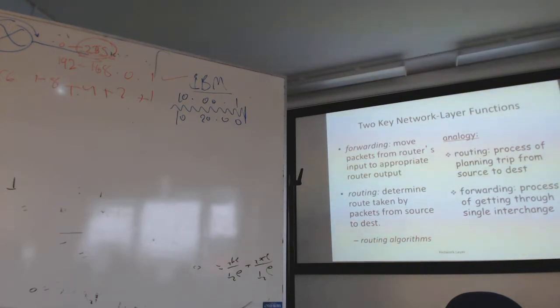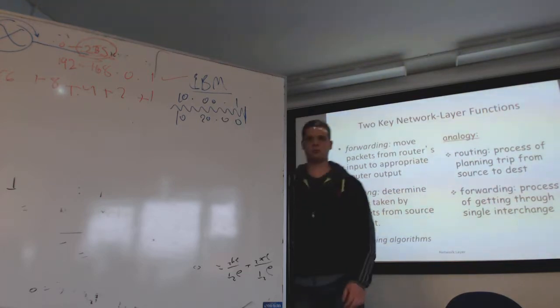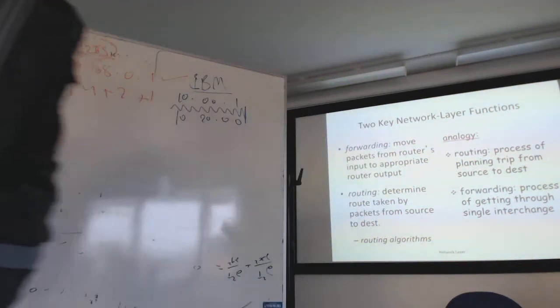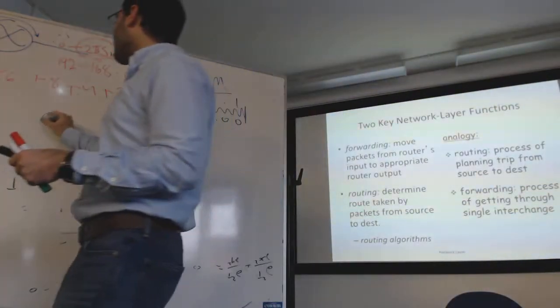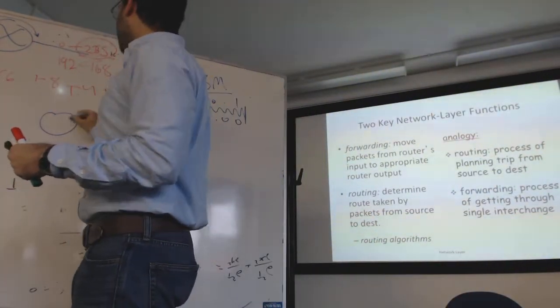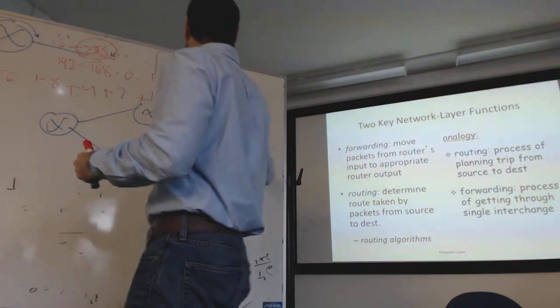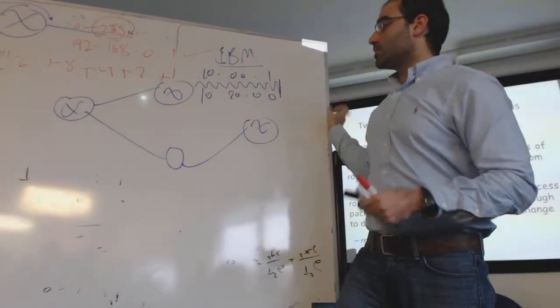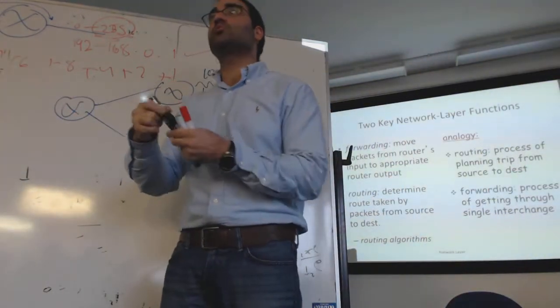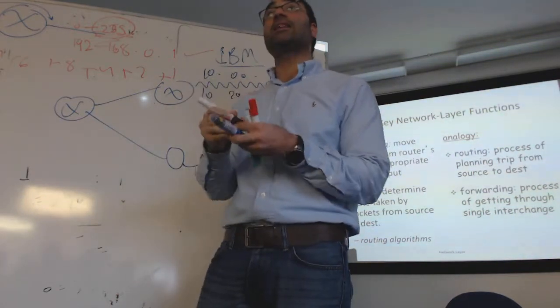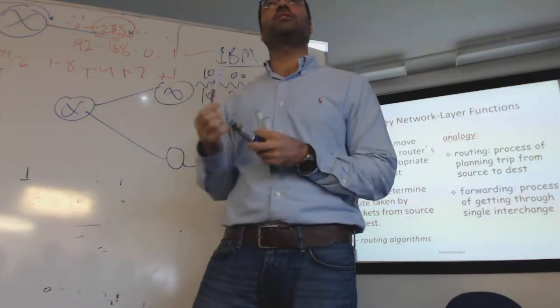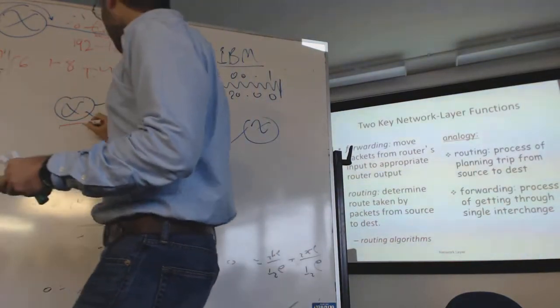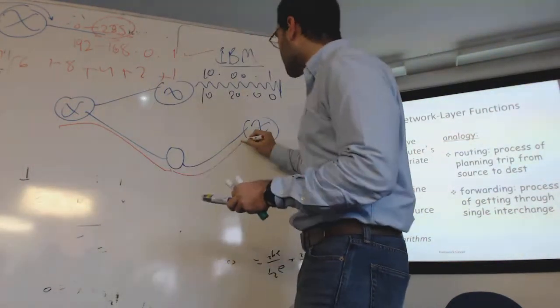So what is routing then? Routing is determining the route taken by the packet from the source to its destination. In analogy, it is the process of getting through a full planning trip from the source to the destination. So if I have that topology, the question is how I'm going to send this packet, towards which route, which direction exactly, and why. That's where you need your routing algorithms to decide. I'm going to decide to go this way, passing it on towards my destination.